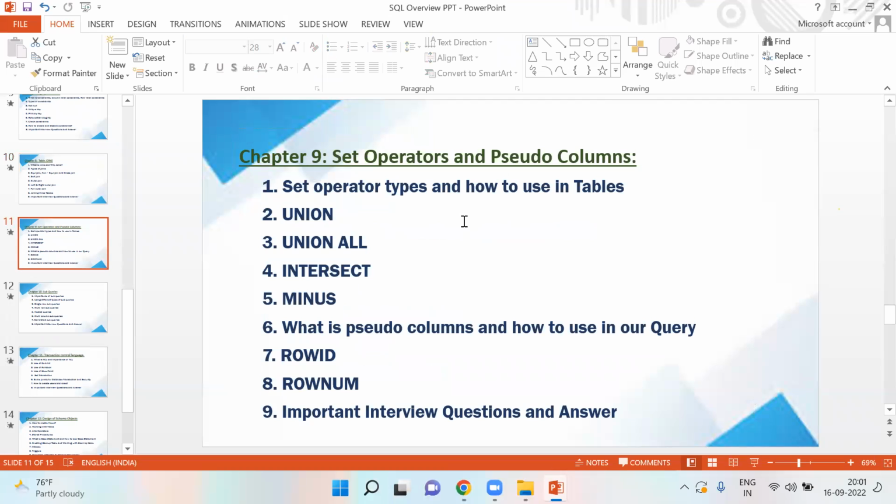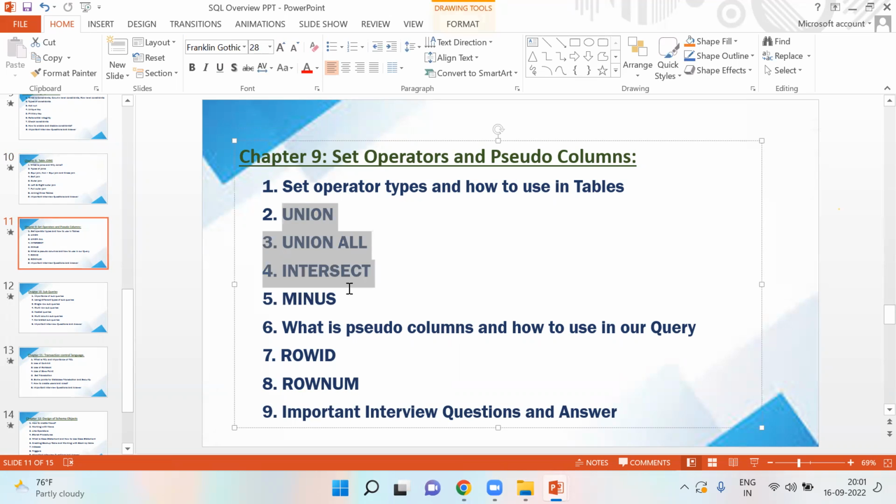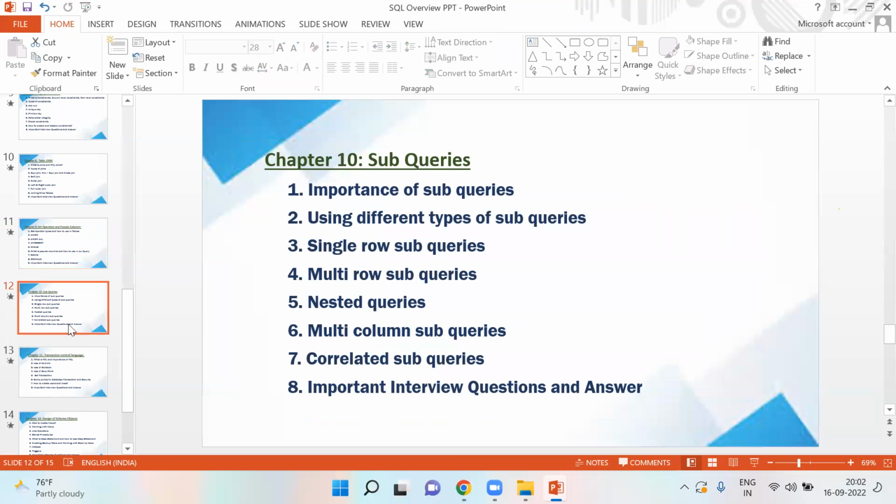So set operators and pseudo columns, set operator types, and how to use them on tables. So these set operators are very important project-wise. Okay, so when you will be working on a real-time project, it will be very useful, as well as from an interview perspective. They will ask you what is the difference between union and union all, what is the difference between intersect and union. They will ask you this one. So the remaining, this pseudo type of column is also very important, ROWID and ROWNUM. Okay, and then we'll see some of the interview questions.